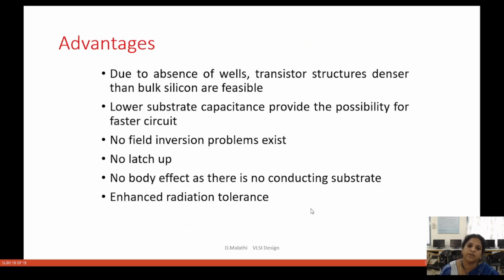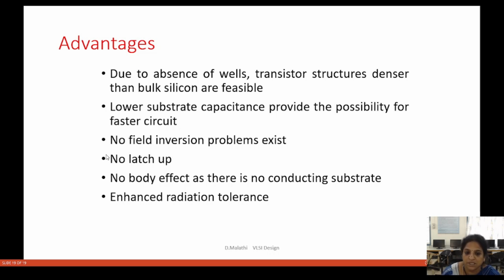This SOI method has many advantages compared to the N-well or P-well process. First one is the absence of wells, so a transistor structure denser than bulk silicon is feasible. Low substrate capacitance provides the possibility for faster circuits. No field inversion problems, as when there is an N-well or P-well, conversion of N to P and P to N takes place. That problem is avoided here.